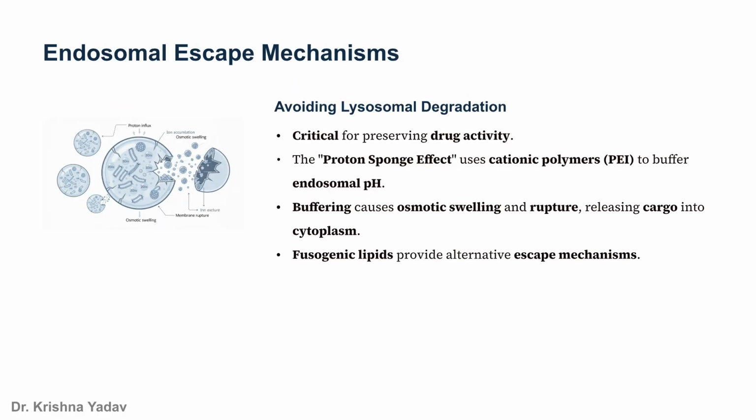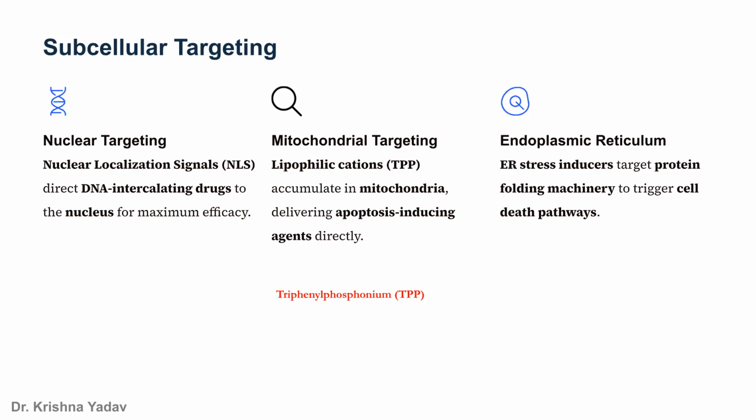Endosomal escape is critical for preserving drug activity and avoiding lysosomal degradation. The proton sponge effect uses cationic polymers like PEI to buffer endosomal pH, causing osmotic swelling and rupture to release the cargo into the cytoplasm. Subcellular targeting directs drugs to specific organelles. Nuclear targeting uses nuclear localization signals for DNA intercalating drugs. Mitochondrial targeting employs lipophilic cations like TPP to accumulate apoptosis-inducing agents. Stress inducers target the endoplasmic reticulum.